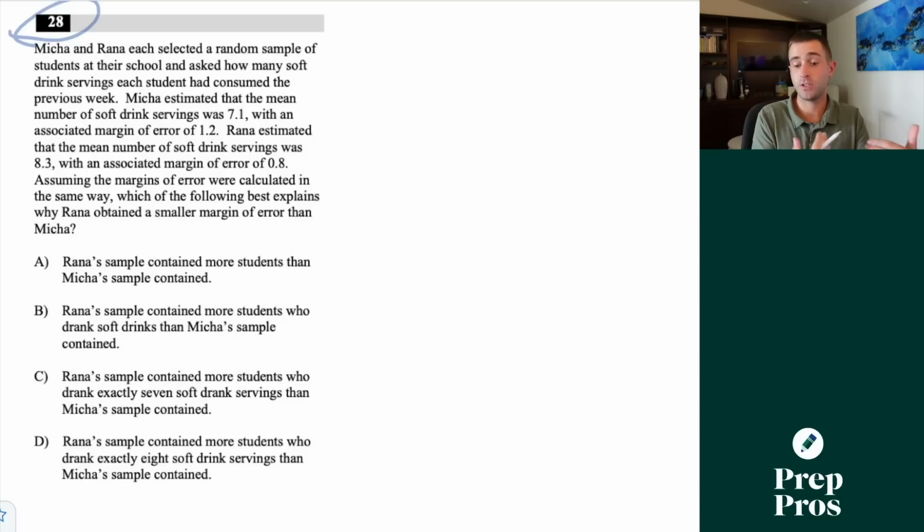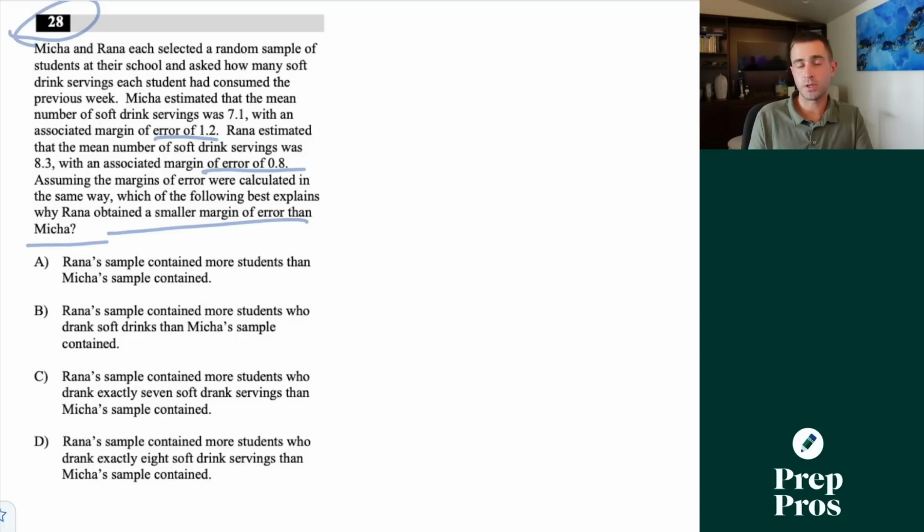school and asked how many soft drink servings each student had consumed the previous week. Micha estimated that the mean number of soft drink servings was 7.1 with an associated margin of error of 1.2. Rana estimated that the mean number of soft drink servings was 8.3 with an associated margin of error of 0.8. Assuming the margins of error were calculated in the same way, which of the following best explains why Rana obtained a smaller margin of error than Micha?